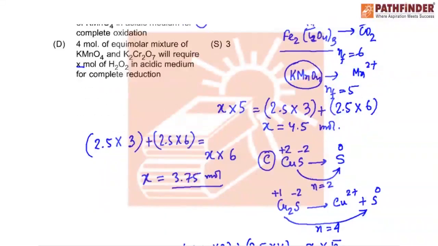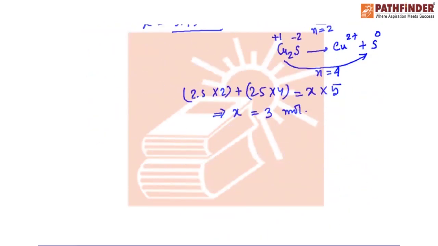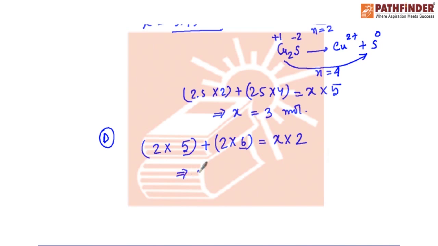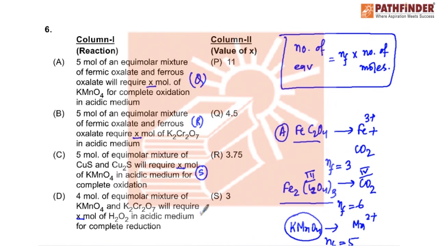Now the last one: 4 mole of equimolar mixture of KMnO4 and K2Cr2O7 requires X mole of H2O2 in acidic medium. So for D, 2 times 5 plus 2 times 6, 5 for KMnO4, 6 for K2Cr2O7, is equal to X times the N factor of H2O2, which in acidic medium is 2. So if you solve this, you will get X equal to 11. So the correct option for D goes with P.